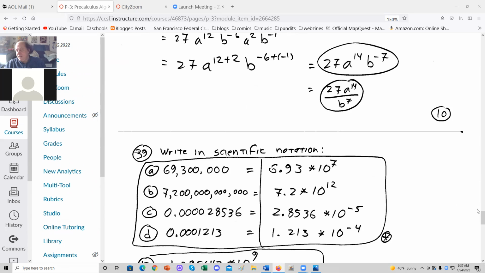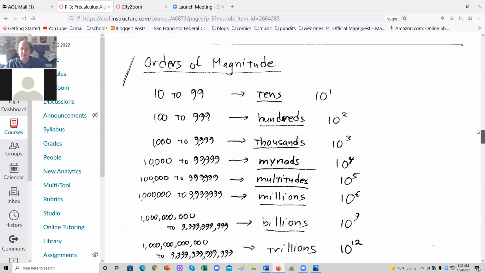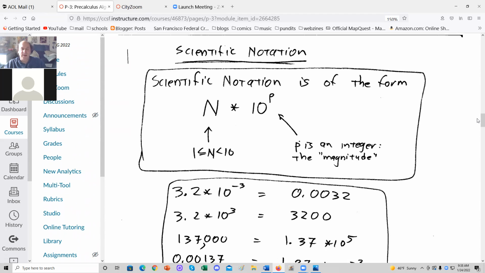Okay, now, scientific notation. Let's get back to this. Here we go. Scientific notation. It's called that because in science, you get all these huge, ridiculously huge and ridiculously small numbers. And it's annoying to write all the zeros.